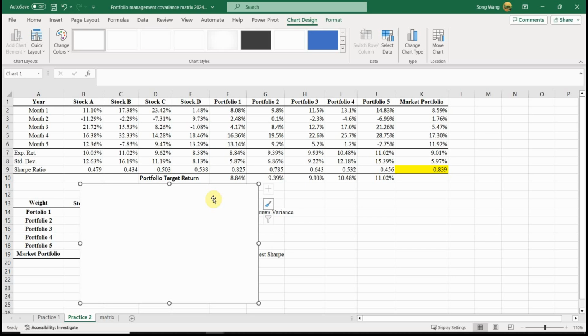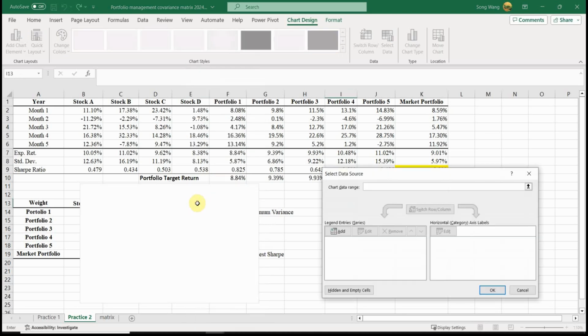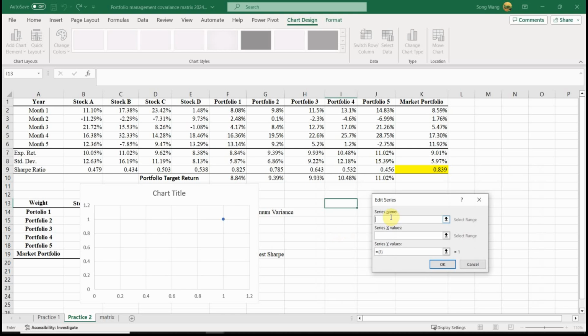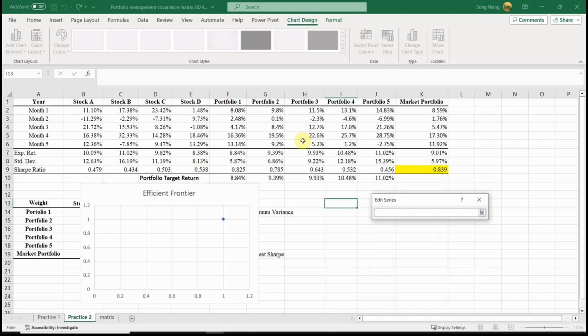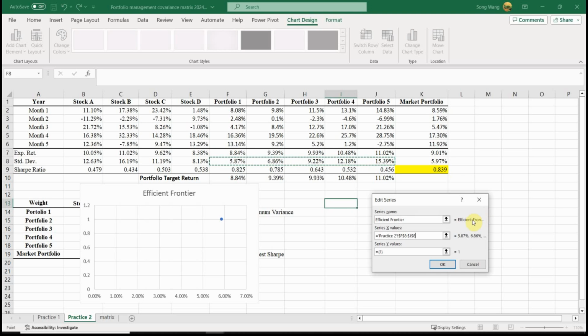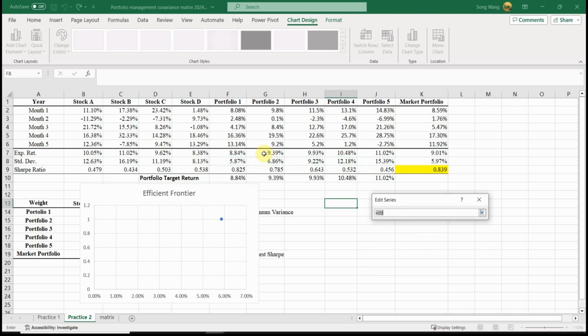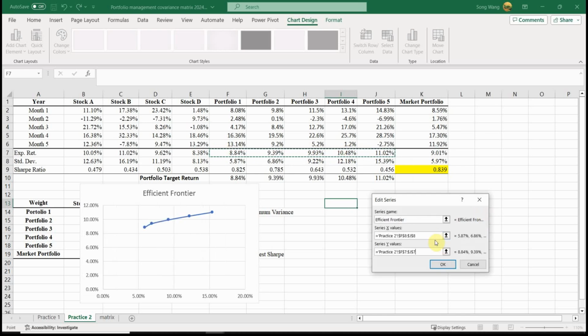And then I will right click, select data, add a series, and the name of it, efficient frontier. Okay, the X values will be the risk from portfolio 1 to portfolio 5. And the Y values will be the expected return from 1 to 5. So 5 cells in the same row. Okay, so this is the efficient frontier I have right now.